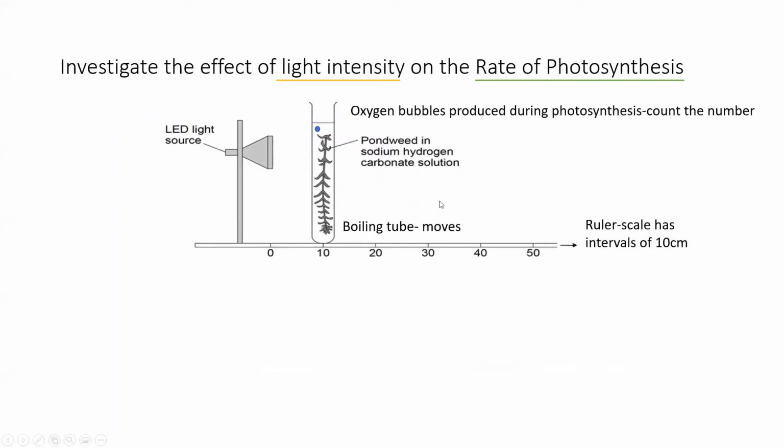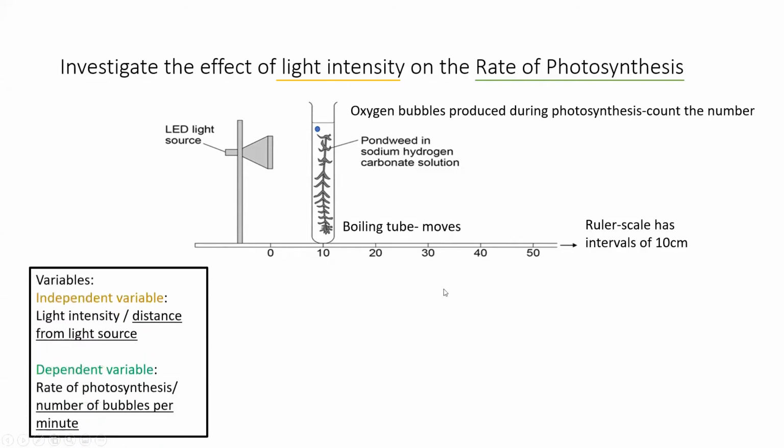As I stated at the start, you need to be able to state your variables. So your variables are the independent variable, the one that you change, and the dependent variable, the one that you measure. So looking again at that aim, the effect of light intensity on the rate of photosynthesis, the one that I am changing, the one that is the independent variable, would be light intensity, and the one that you measure is rate of photosynthesis.